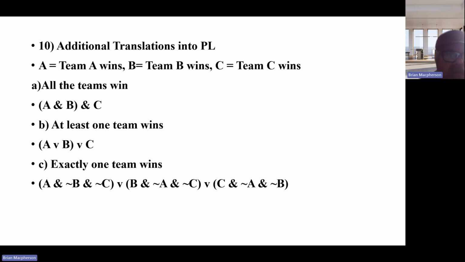Exactly one team wins. That means A wins and the other two don't. Or it means that B wins and the other two don't. Or it means that C wins and the other two don't. And so it looks long and convoluted, but that's all it's saying. To say exactly one team wins means that either A wins and the other two don't, or B wins and the other two don't, or C wins and the other two don't.